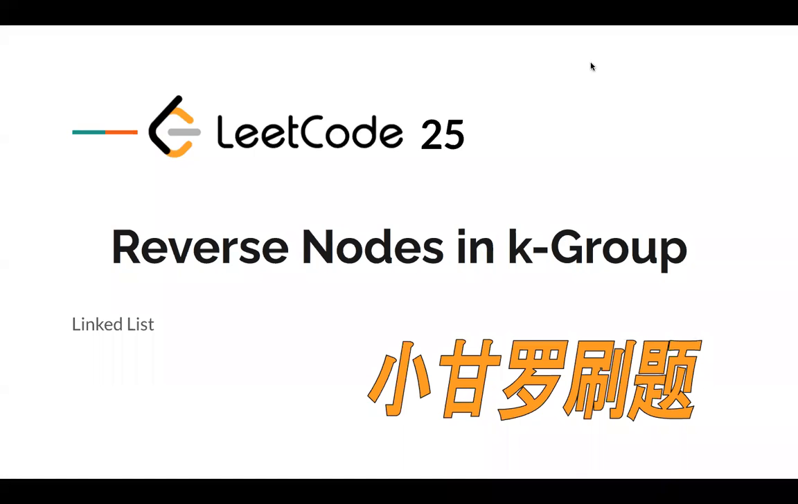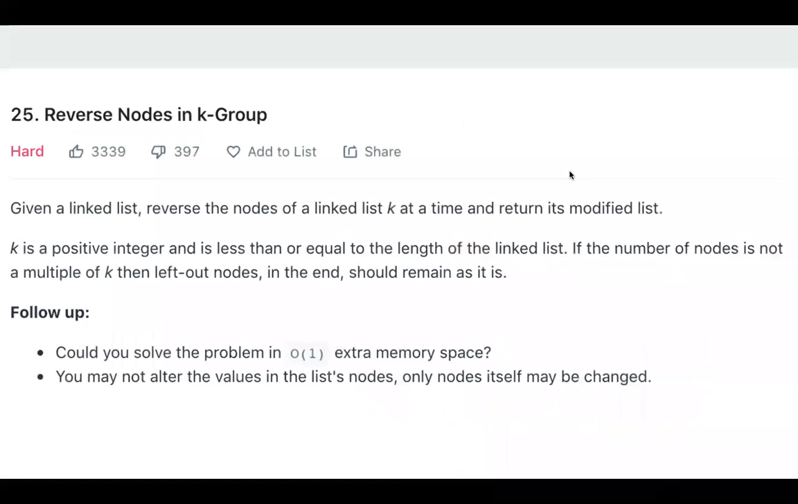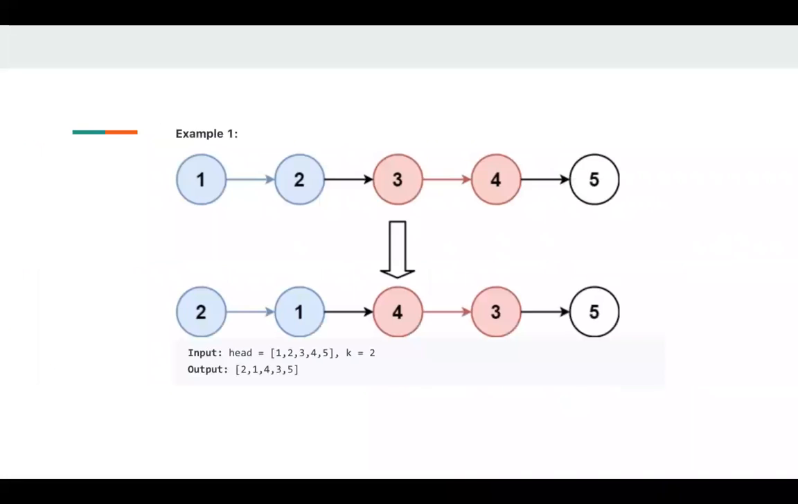Hello everyone. Let's practice a very typical LeetCode problem. It's called reverse nodes in K group. It's a very typical linked list problem, and it gives us a linked list. It asks us to reverse the nodes, for every group of K nodes, we need to reverse them. Let's take a look at the example.